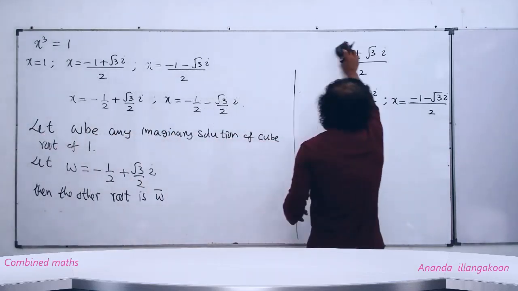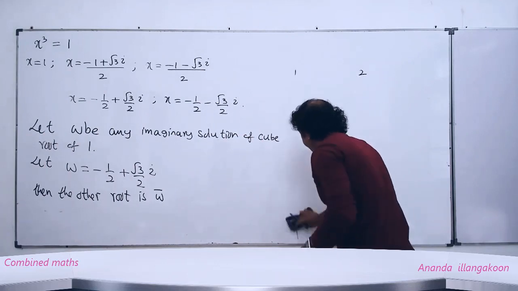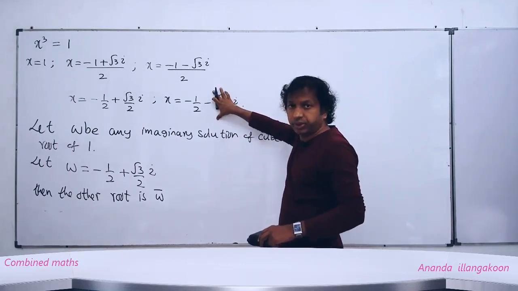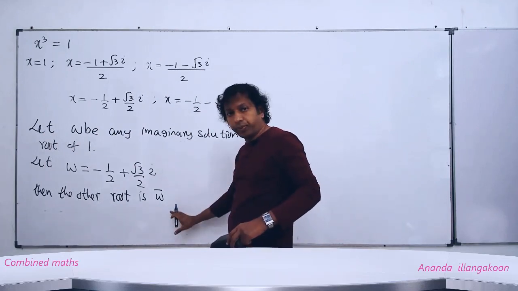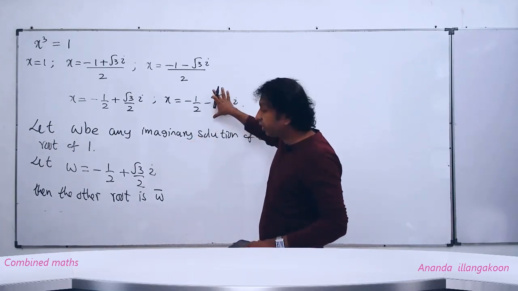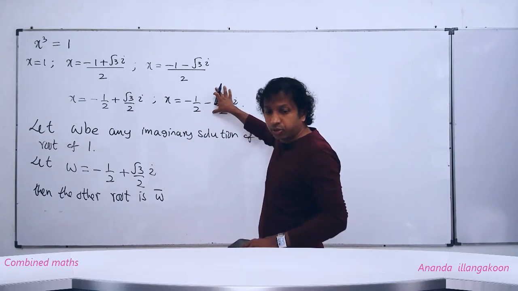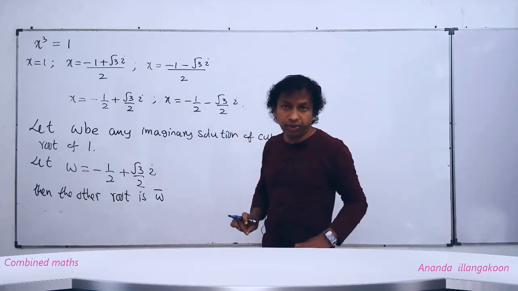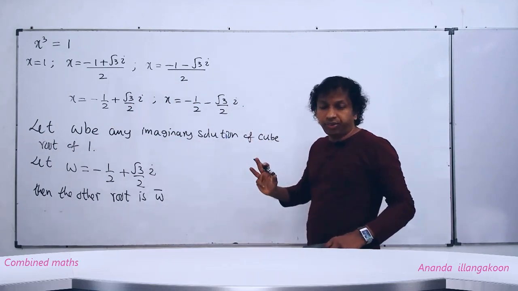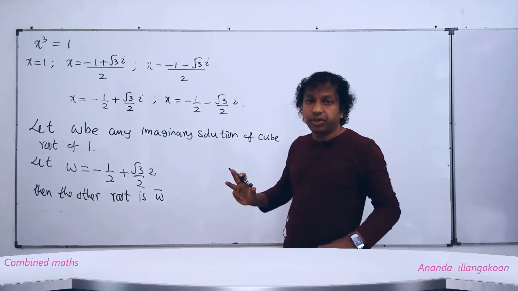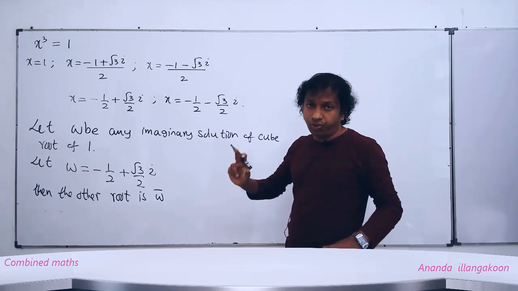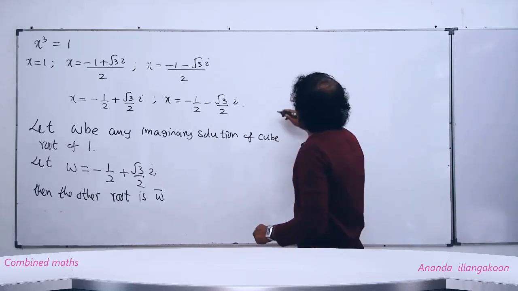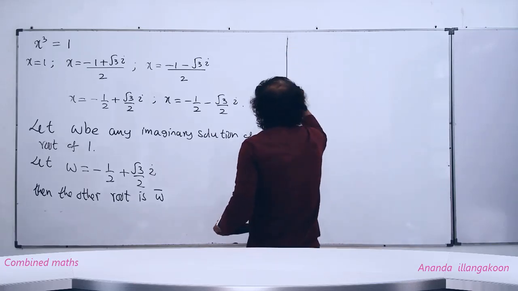Right, people, the other thing is, though you take this as your omega, then still this statement becomes true. If this one is your omega, its conjugate is, people, this. Right. So then that is the first property you have to understand. If omega is any complex solution for the cube root of 1, then the other one is omega bar.